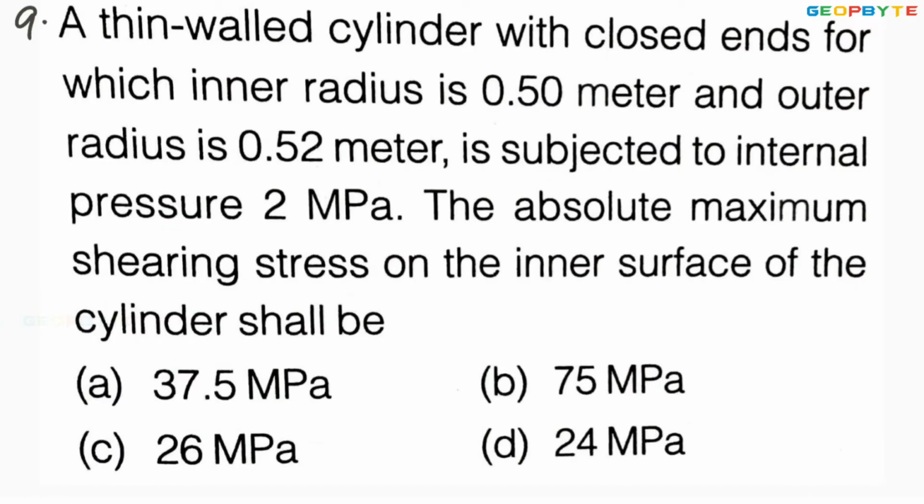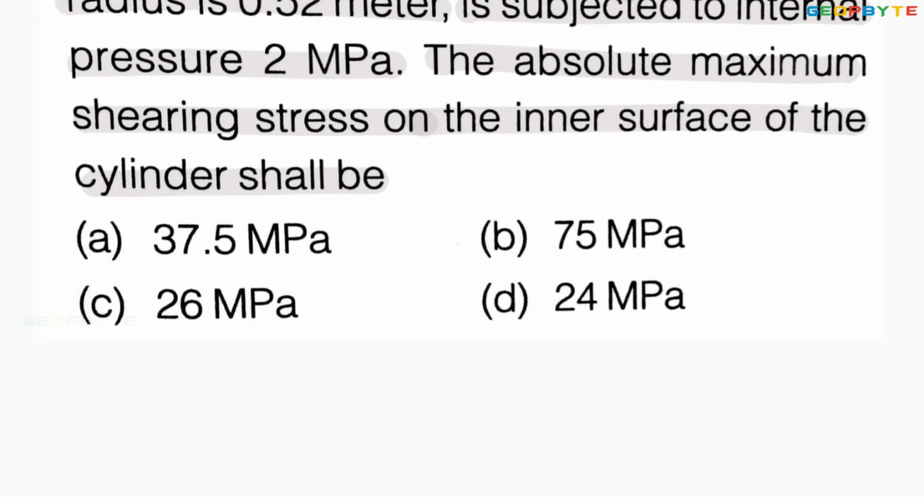Look at the 9th problem. A thin-walled cylinder with closed ends, for which the inner radius is 0.5 meter and the outer radius is 0.52 meter, is subjected to an internal pressure of 2 megapascal. The absolute maximum shear stress on the inner surface of the cylinder will be, it is given like this.